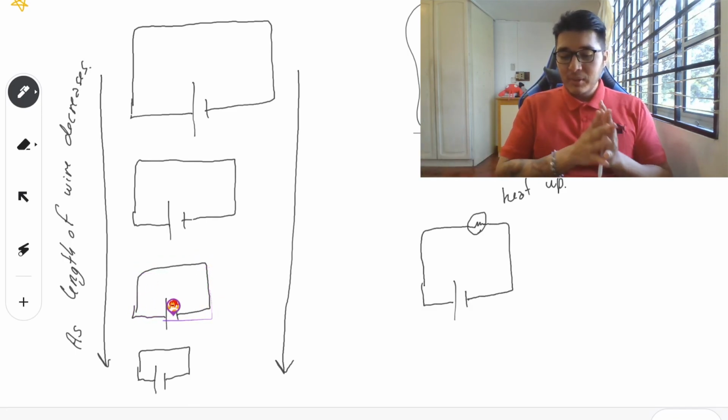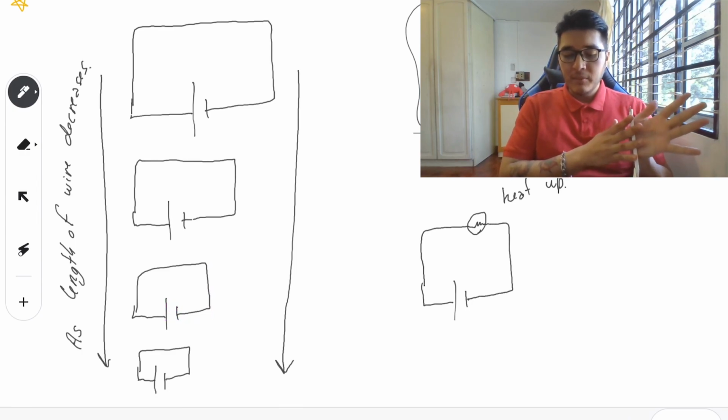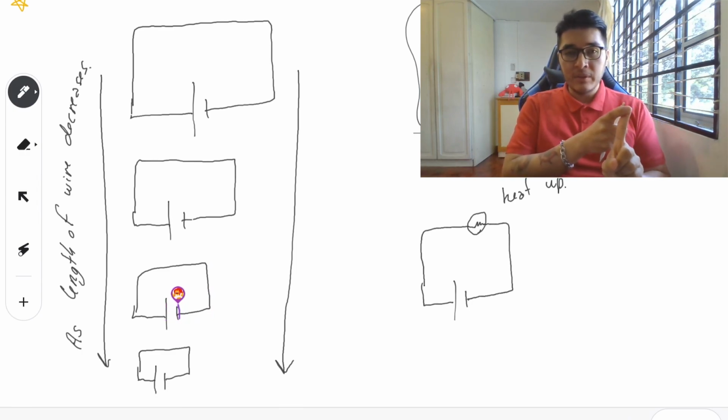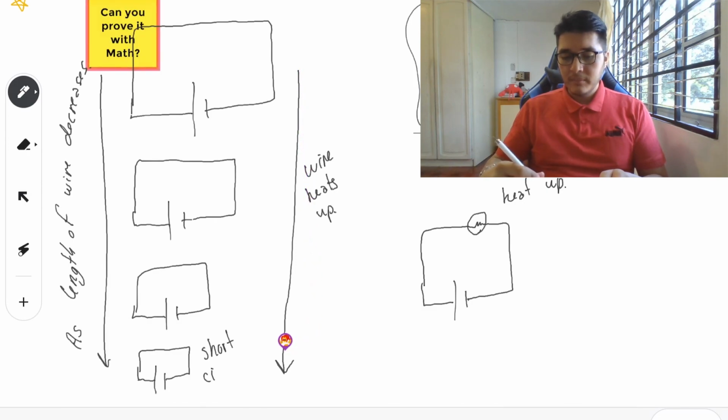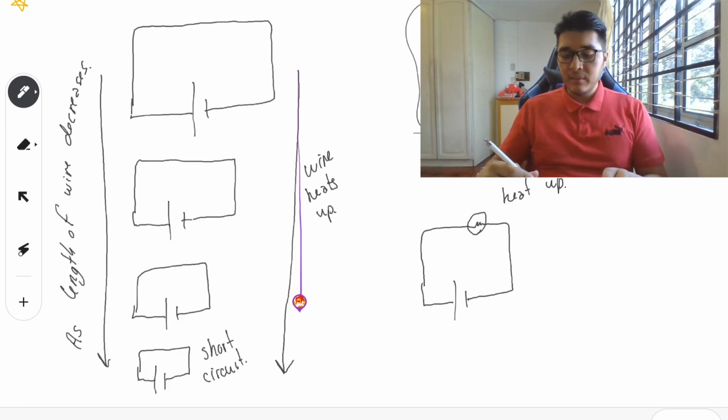All right, so for conclusion, we saw that all the energy needs to be used up in a closed circuit, and because of that, as we decrease the length, the wire tends to heat up. Heating up means that it's going to increase in thermal energy. And if the wire is so short, it causes a short circuit. And in a short circuit, all that means is that the wire length is too short, so it melts the wire.